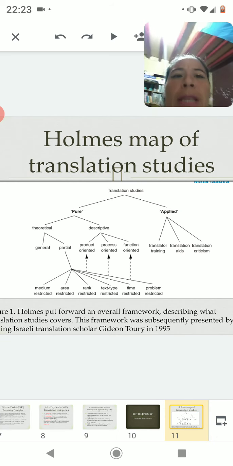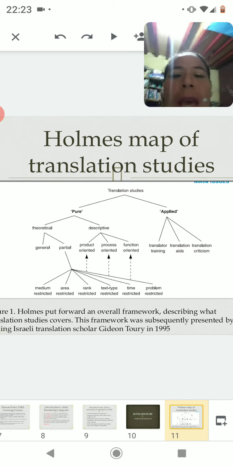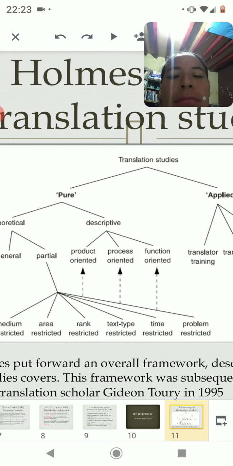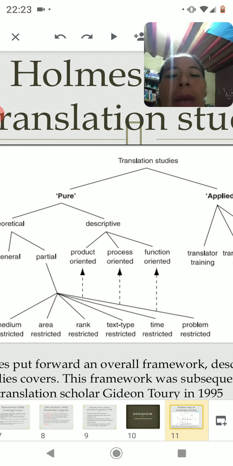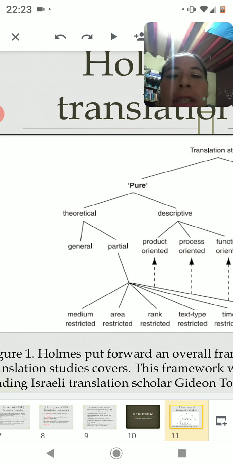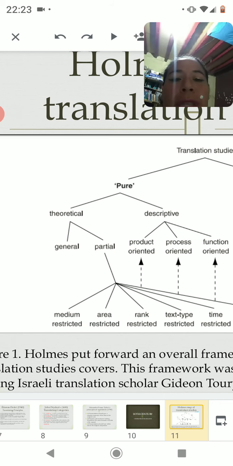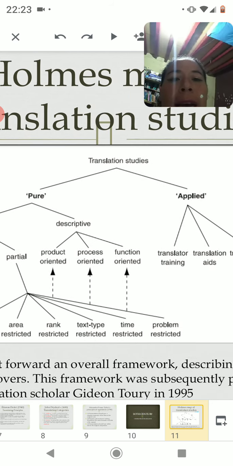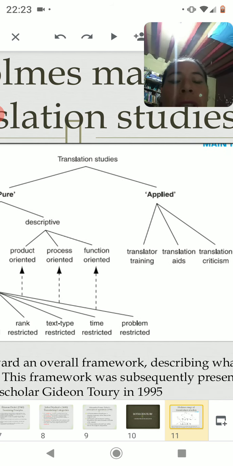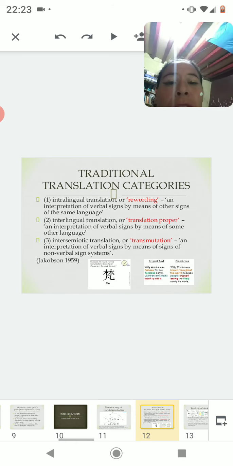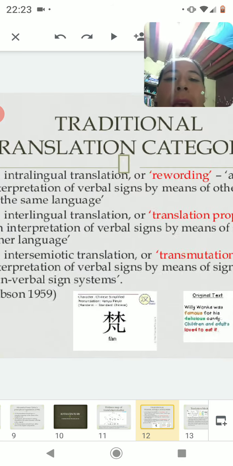We mentioned Holmes in the previous activity. His translation studies helped to set this form, which is pure translation or applied translation. Pure translation involves theoretical and descriptive translation, and applied translation involves translator training, translator aids, and translator criticism. And as I said, these studies helped set the basis of translation in the 20th century.